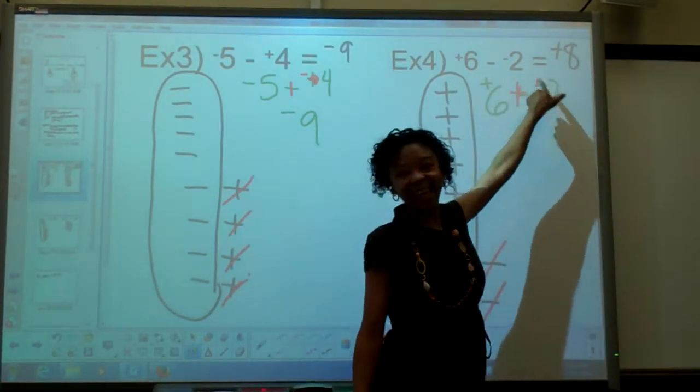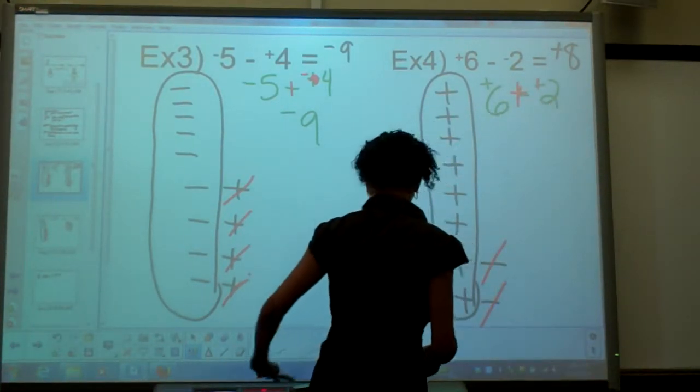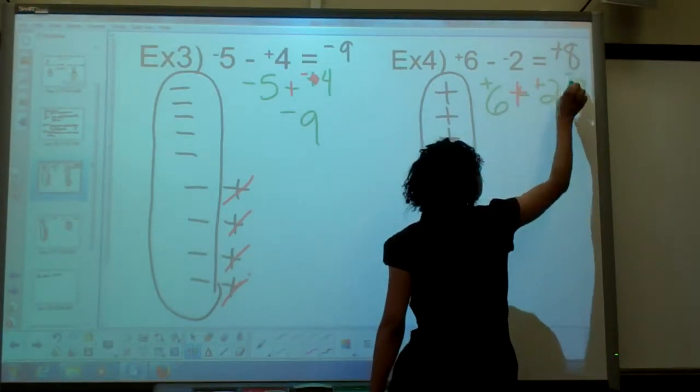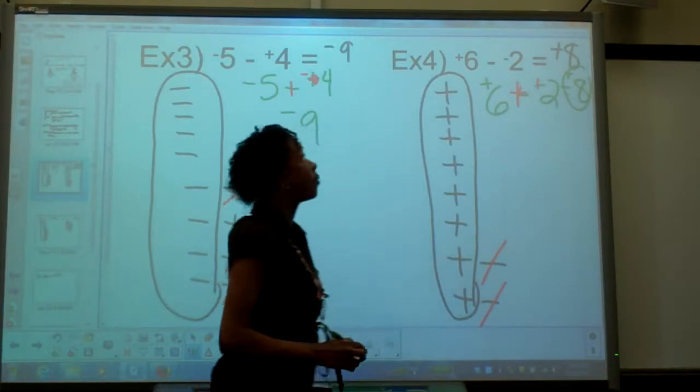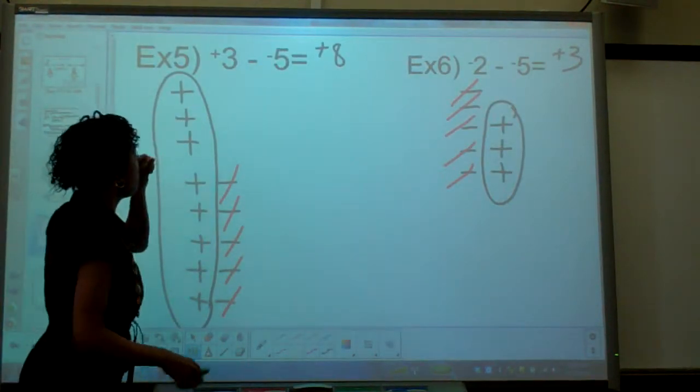What was the rule when we added integers with the same charge? We just added. 6 plus 2 is going to be 8. And what's the 8 going to be? Both are positive, so it's a positive 8. And that's exactly what we got when we did it the other way. All right, next one. The last two.